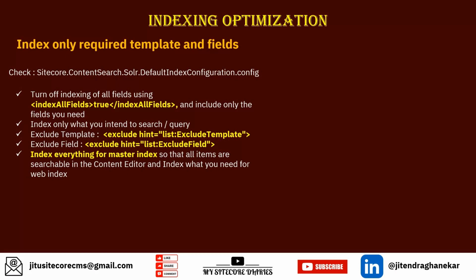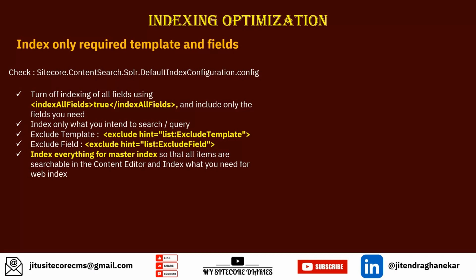The first thing is to turn off the indexing of all fields using the setting indexAllFields, and include only the fields you need. Basically in your default configuration you will have the node indexAllFields, which means whether you want to index all the fields. If it is true, then it will index all the fields of your Sitecore items.